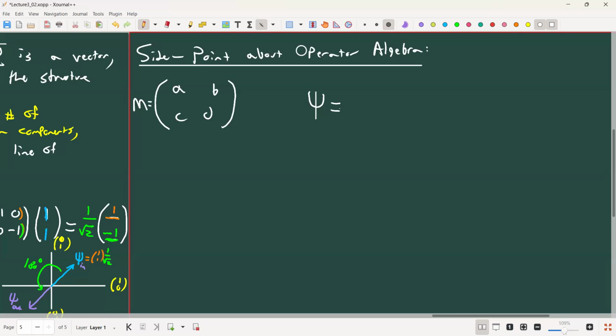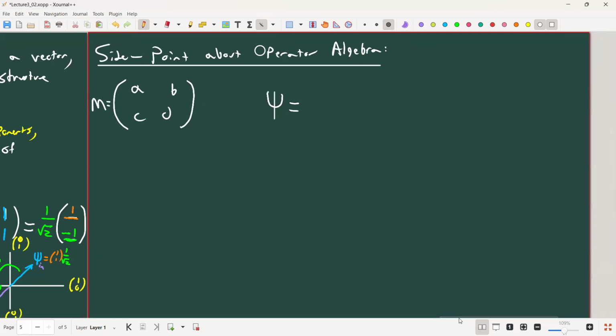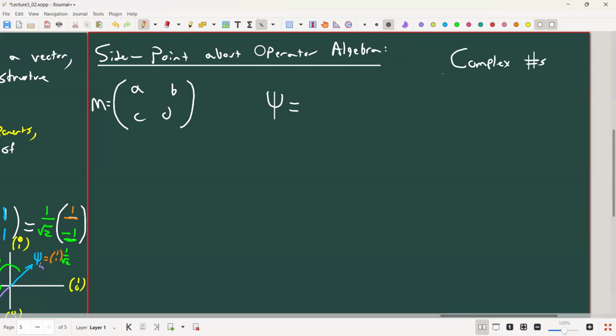Actually, let's talk about that right now. This is a really interesting point, and I don't want to get too deep into it, but I think it's important. But remember, if you remember something about complex numbers, we should talk about it now.